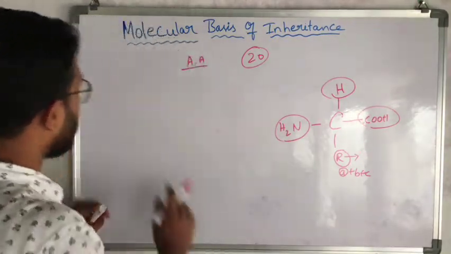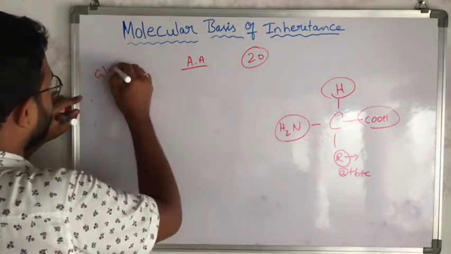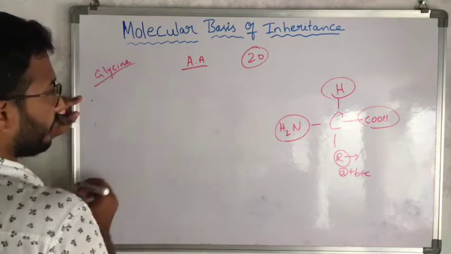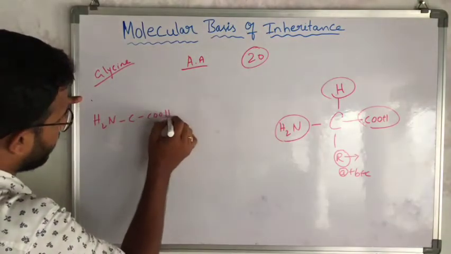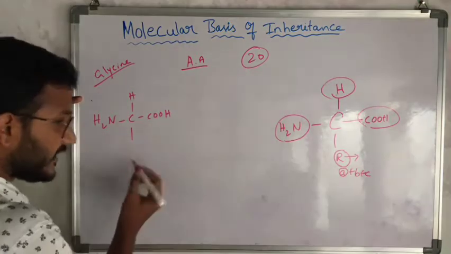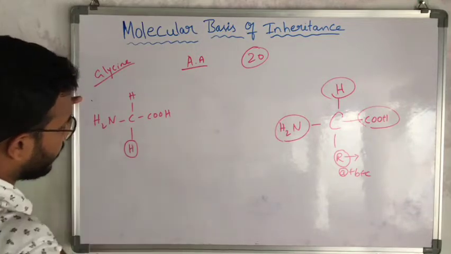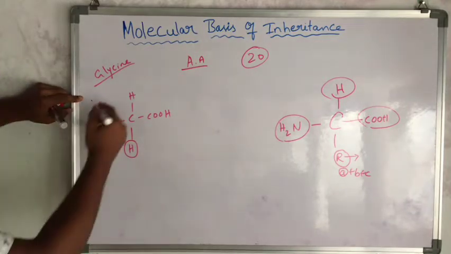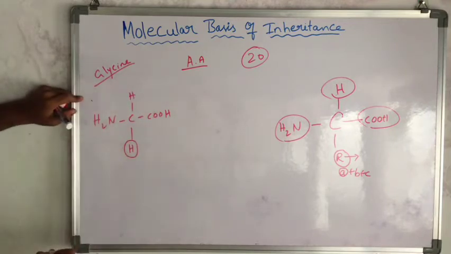For example, we can see the amino acid glycine. It has the common structure, NH2, C, COOH, and in the place of R, this is the simplest amino acid, we have hydrogen. So by seeing H, with everything else the same, we can decide that it is glycine.